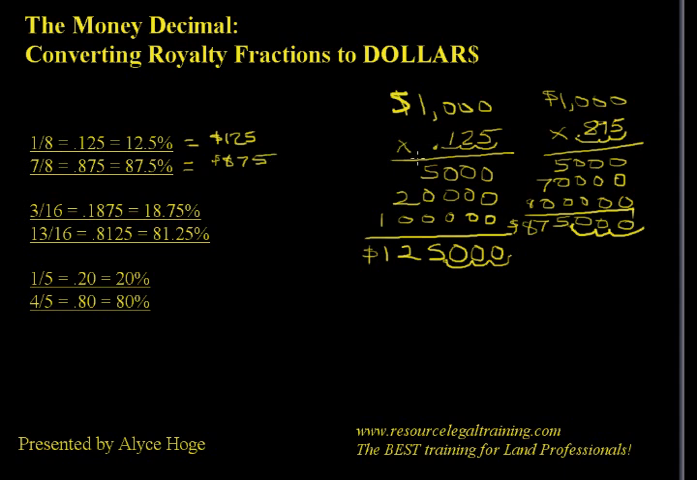Okay? So that is if it's for $1,000 worth of profits. Now you may notice that all we really did was we took this 0.125 decimal and we added three zeros for the thousand to get 125. Same thing with our working interest. We took the decimal 0.875, we added three zeros to it, and then we moved the decimal over as many places as there were in our initial decimal.